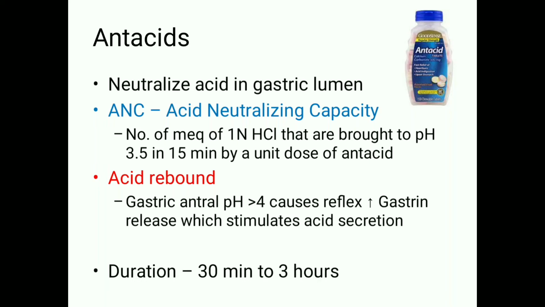Now, when we give antacid on an empty stomach, what happens is that they remain in the stomach for around 30 to 60 minutes, and that is the duration during which the patient will have relief from the symptoms. And if they are taken with meals, then they will stay in the stomach for around 2 to 3 hours. So the maximum duration for which their action will be available is up to 3 hours.